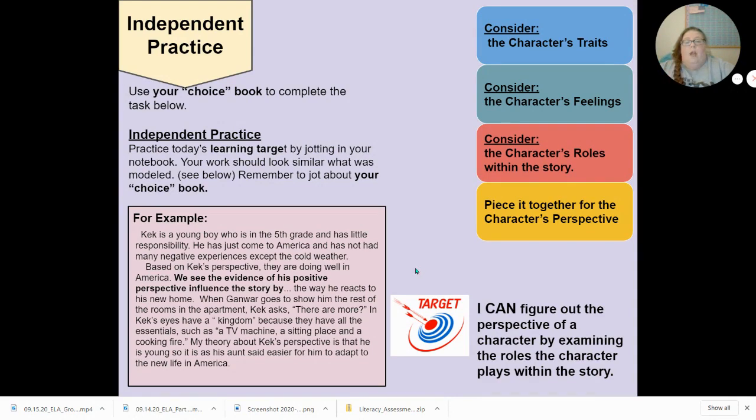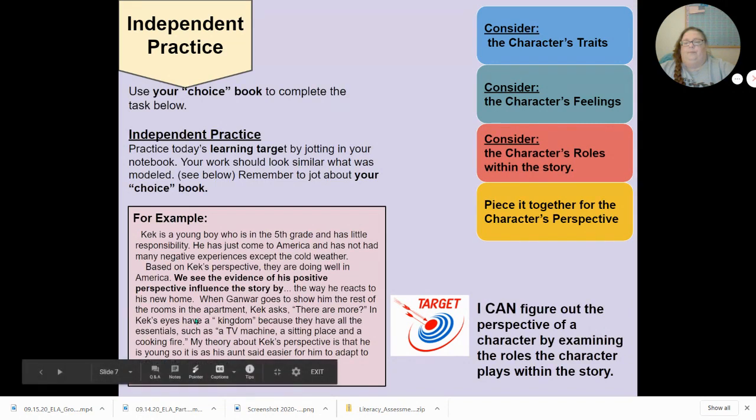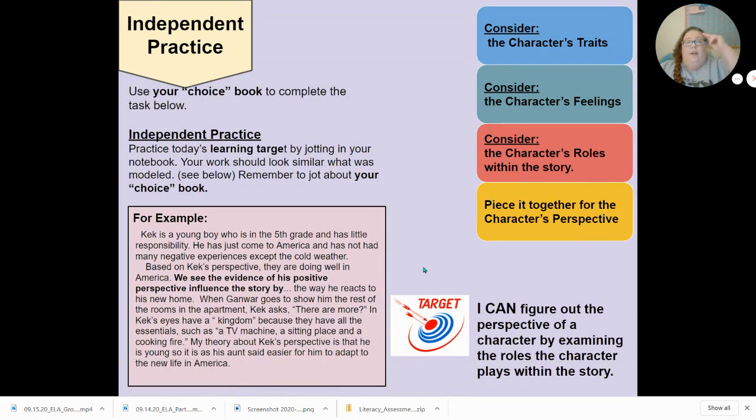All right, boys and girls, make sure you come to that guided practice so you can get extra practice so that when you get ready to apply it to your book, you know exactly what's expected. Until then, read on.